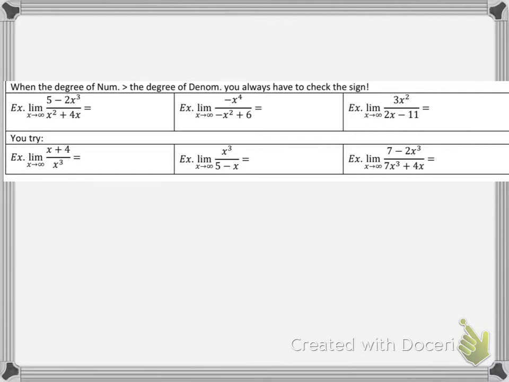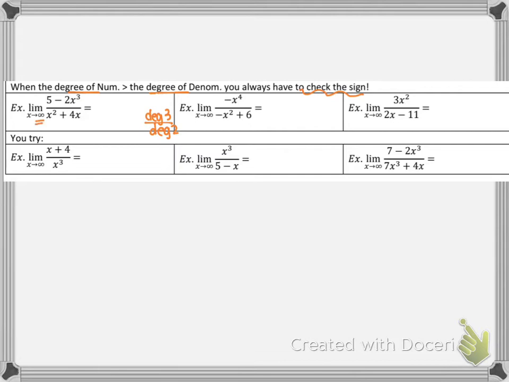Okay, so one other little thing you have to be cautious of is you have to check the sign whenever the degree of the numerator is larger than the degree of the denominator. For example, on this one, we have degree 3 over degree 2. So we have to check the sign. We know it's going to get bigger on the top, so our answer is either going to be infinity or negative infinity.